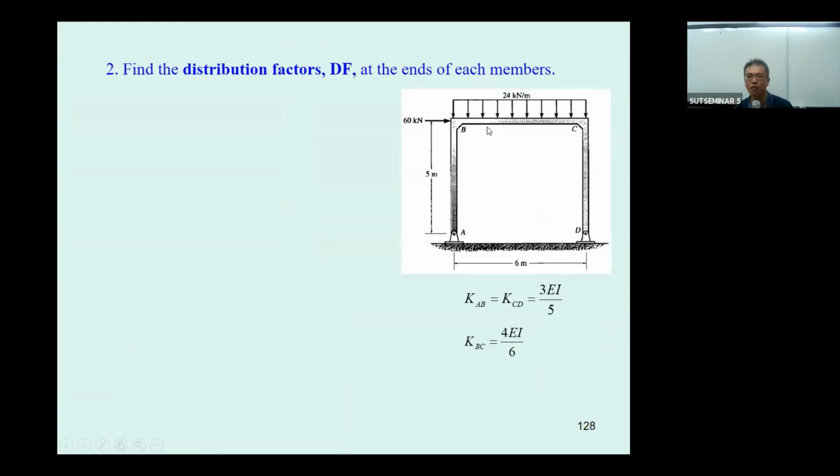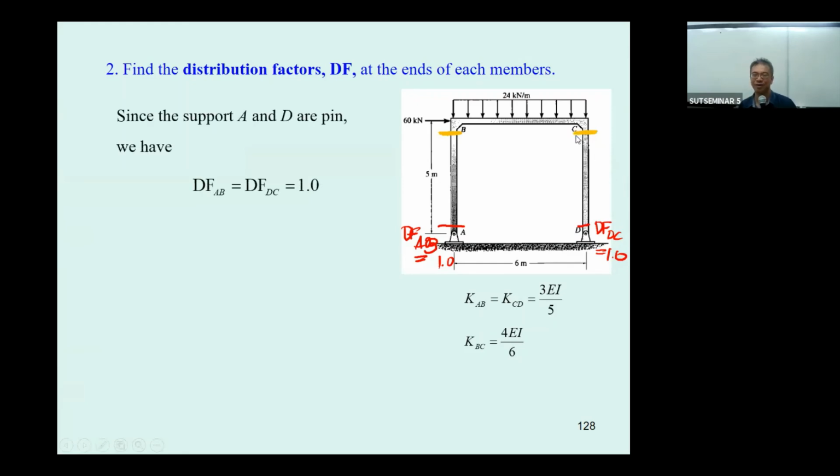Now, we move further. The distribution factor AB is going to be 1. Okay, there is no moment here, it is always distributed out. The same thing occurs here. Distribution factor DC is going to be 1.0. And now we can determine the distribution factor here and here. They are equal. So distribution factor BA and distribution factor CD.